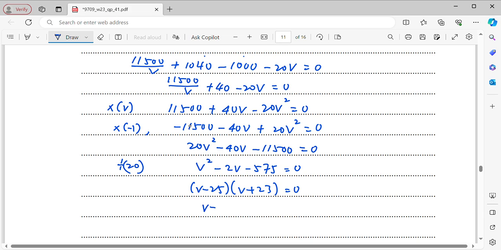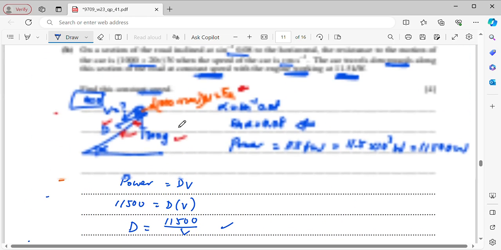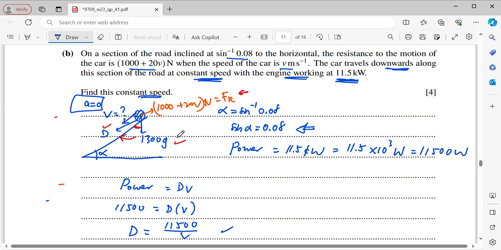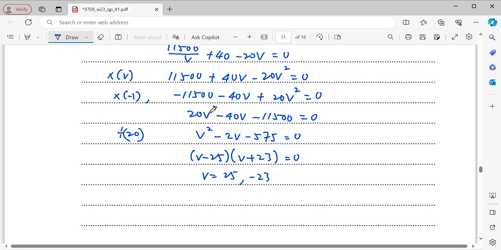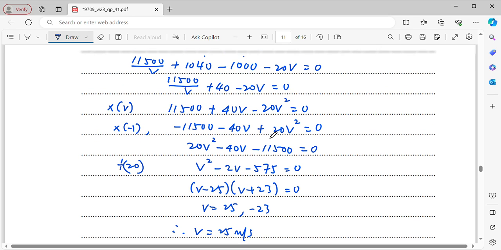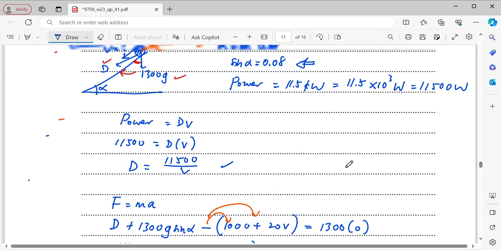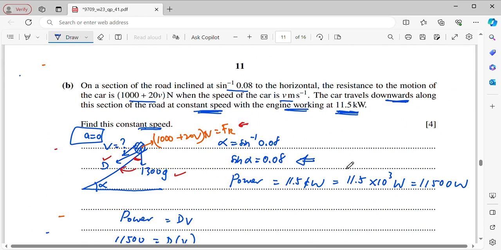Okay, so your V is either 25 or negative 23. So since it is moving down, okay, so from here, your V is 25 meter per second. Alright, so the V will not be negative 23. Okay, so done for this question.